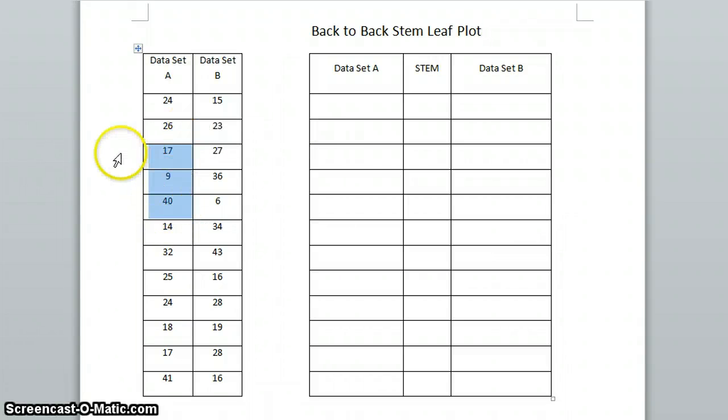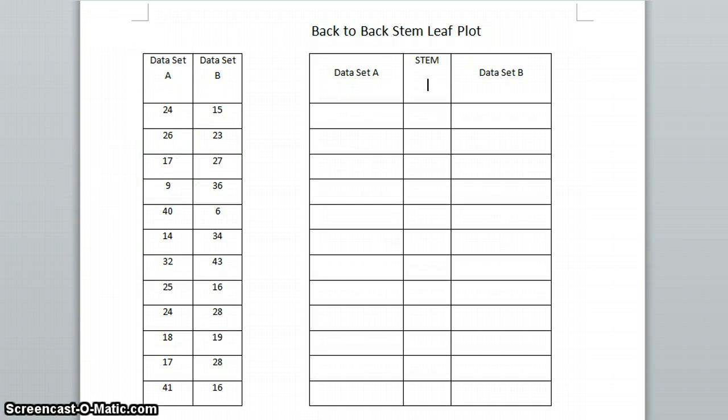So I can look at my data from the smallest to the largest, and I can work out what tens I have. So in the tens column here, I'm going to write the tens that I have. I have 0 tens. I have a few in the teens, so a 1 ten. That would be 11, 12, up to 19.